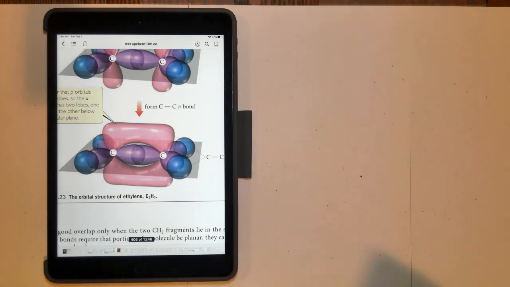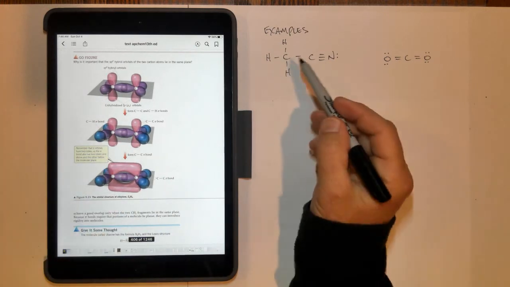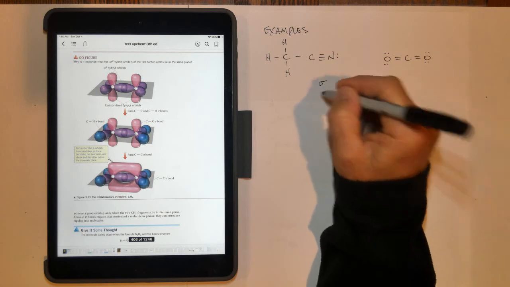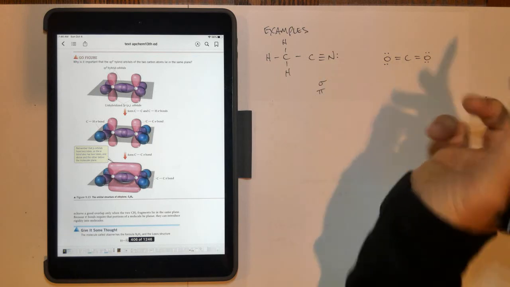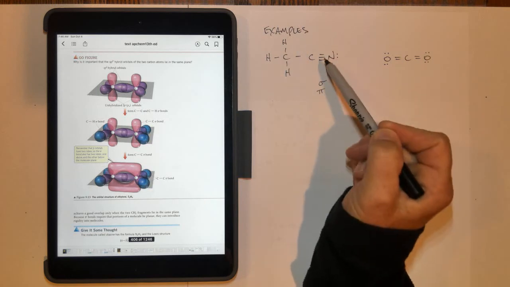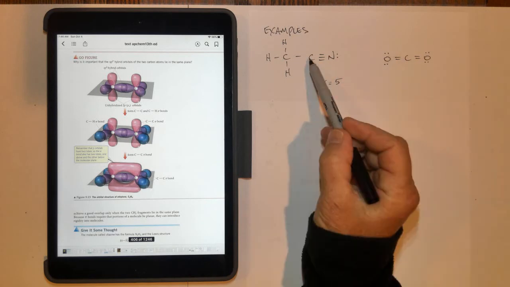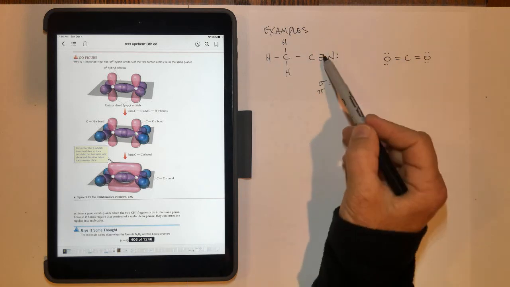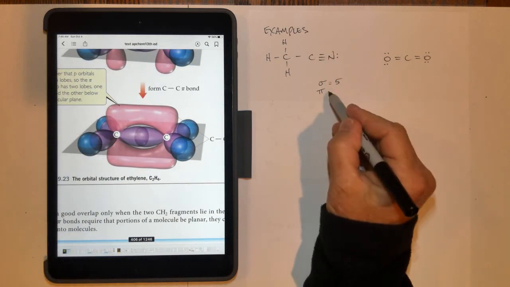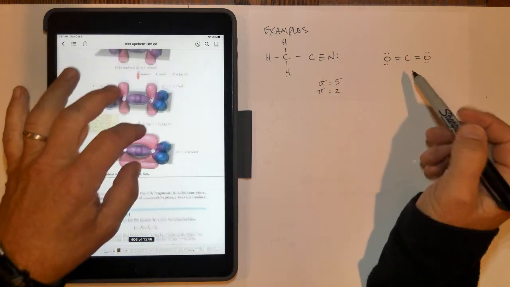All right, let's do some examples of these guys right here. Here is a molecule, and inside of this molecule, please identify the number of sigma single bonds and the number of pi double or triple bonds. Well, sigma single: 1, 2, 3, 4, and then one of these would also be a sigma single bond, so there would be 5 sigma single bonds inside of this molecule. These two right here would be above and below the internuclear axis, and we'd have 2 of those pi bonds inside this molecule. All right, what about this guy?